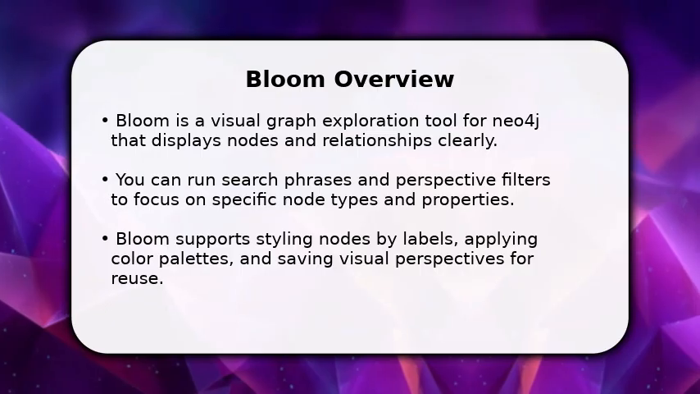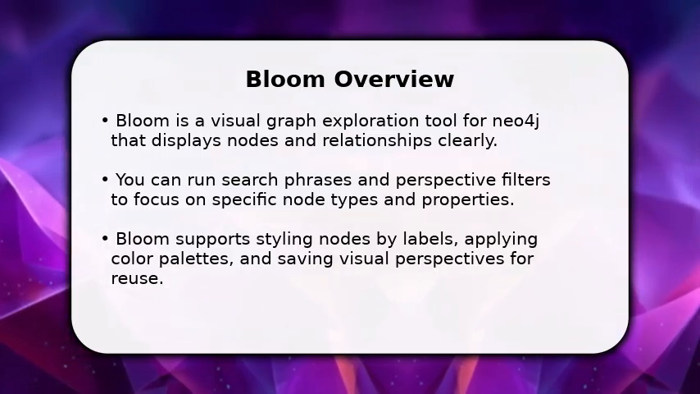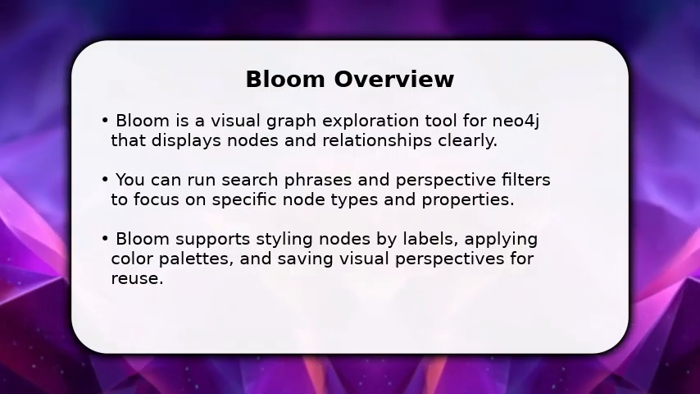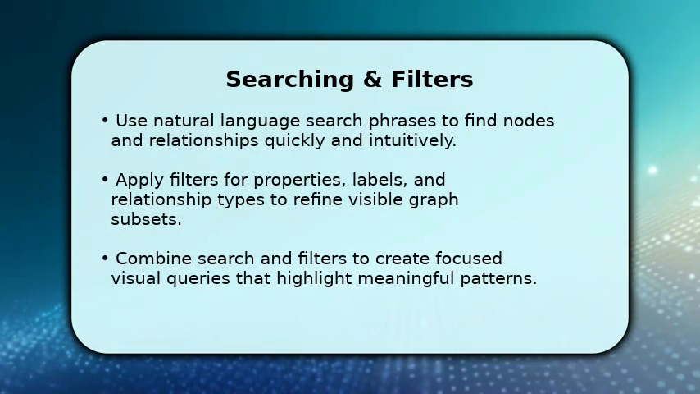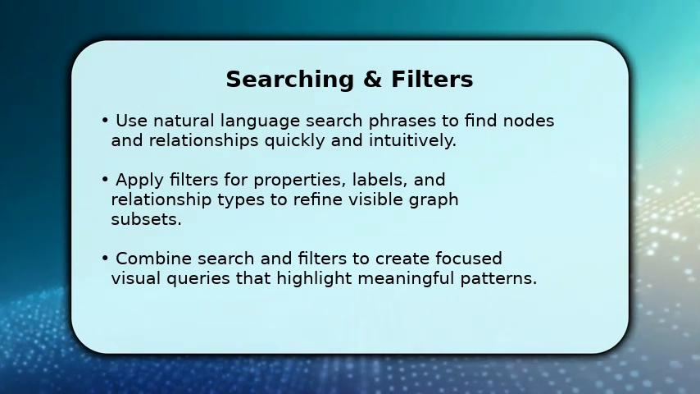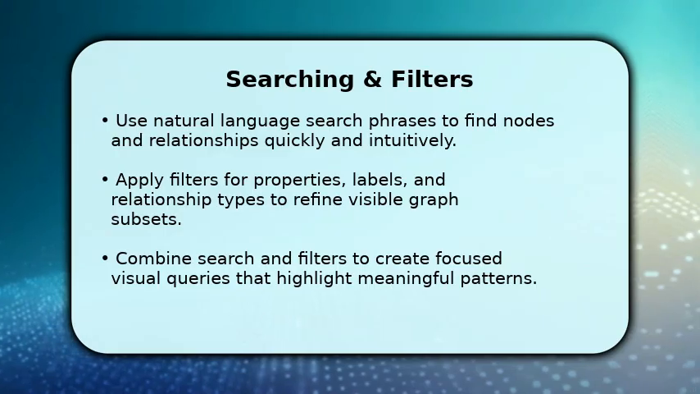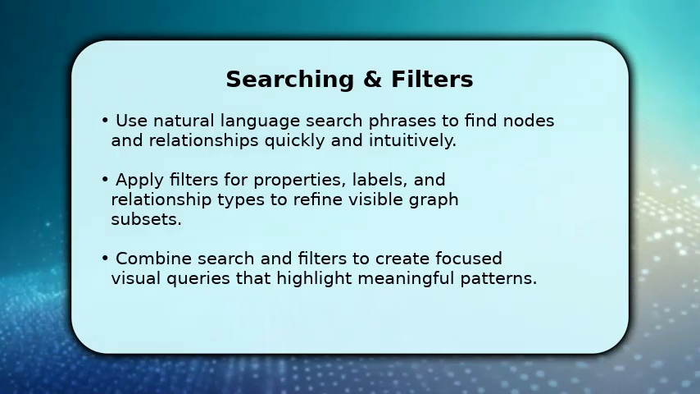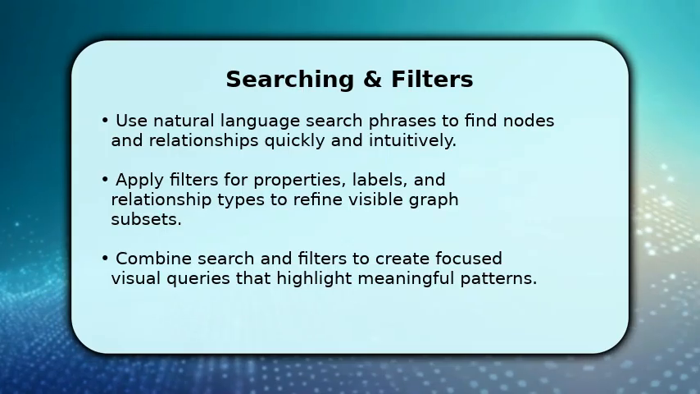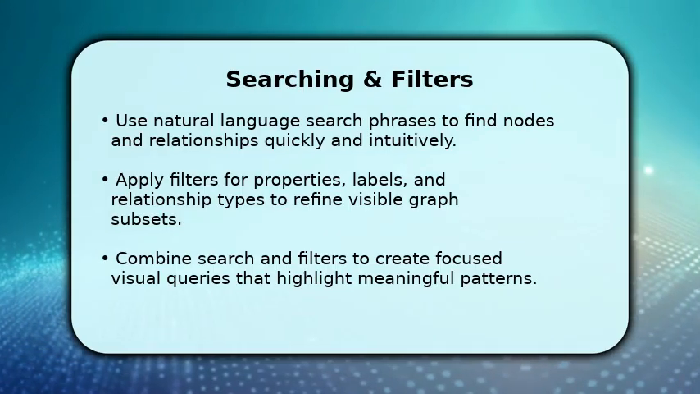Use styling to color code labels, save perspectives for repeat use, and practice with small queries before scaling to larger graphs. Open the search bar and type a clear phrase that matches node labels or property values, then press Enter to visualize results. Add property filters to restrict values, use label filters to hide unrelated nodes, and limit relationship types to reduce clutter in complex graphs.